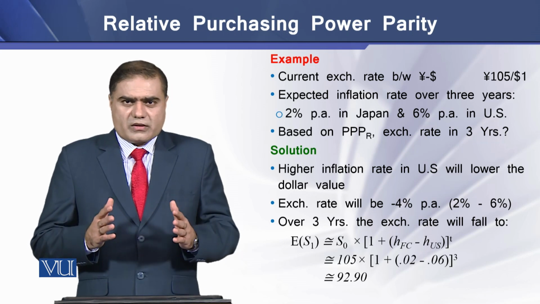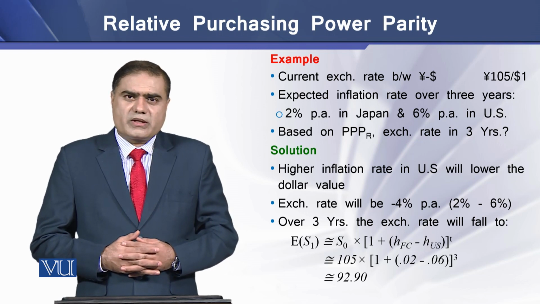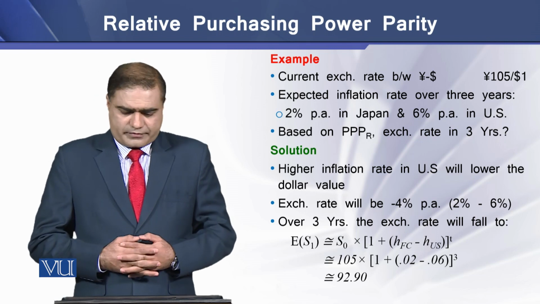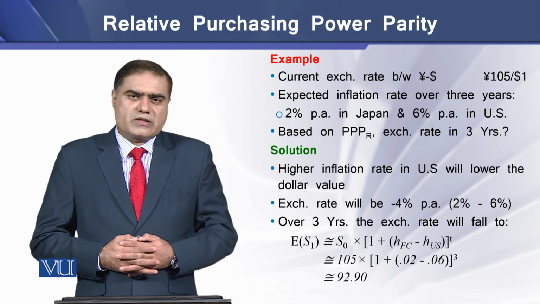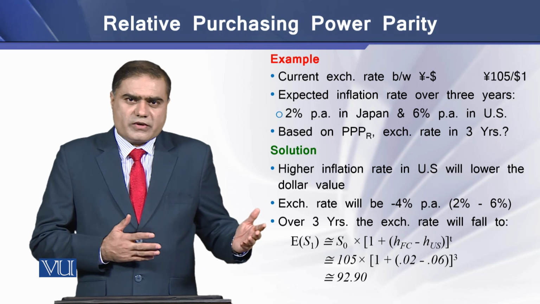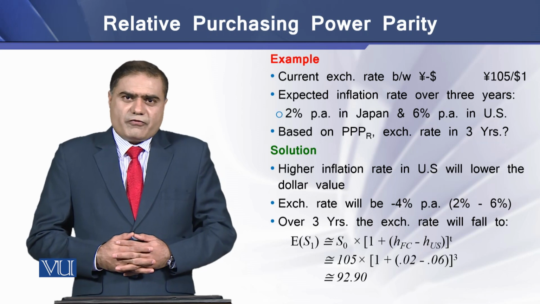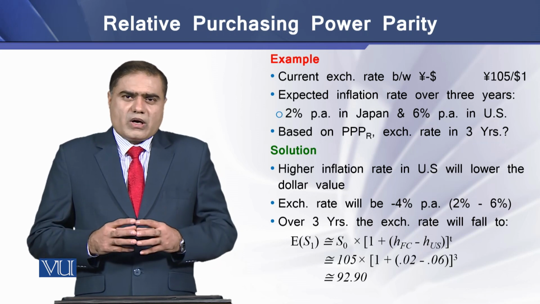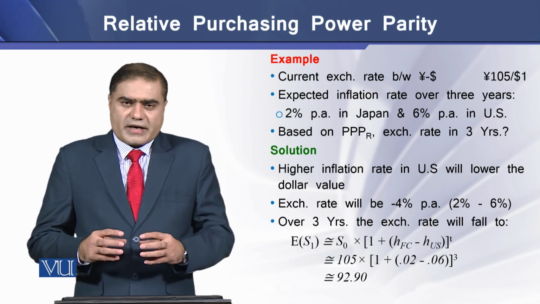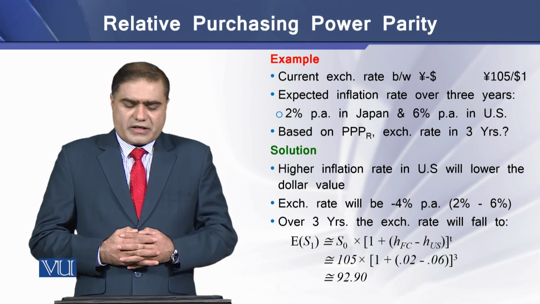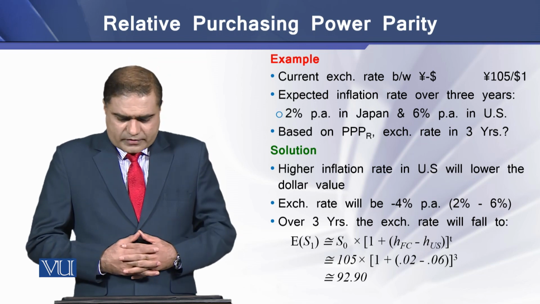To solve this puzzle, we see that the higher inflation in the US will lower the value of the dollar in other economies. So the change in the exchange rate will be negative 4%, and that negative 4% is due to the difference between the 2% inflation rate in Japan and the 6% inflation rate in the US. When we grow our spot exchange rate for 3 years at this negative rate, the expected exchange rate comes to 92.90 Japanese yen.